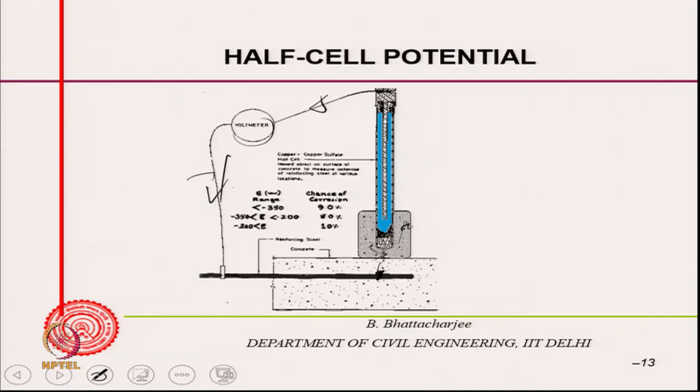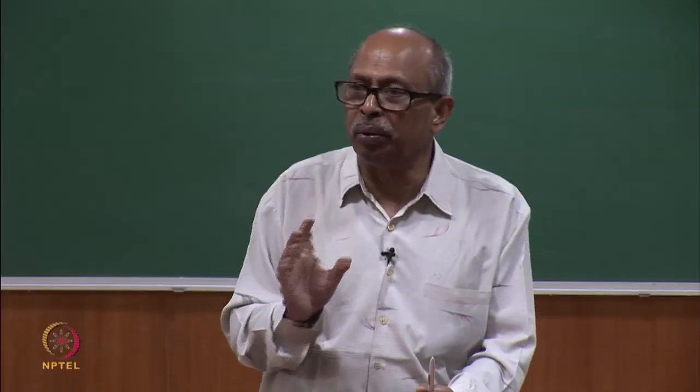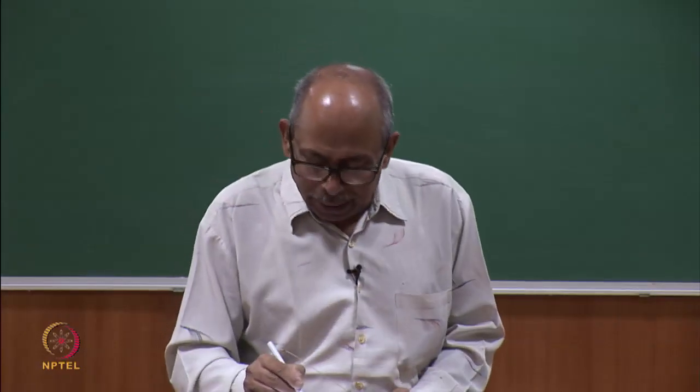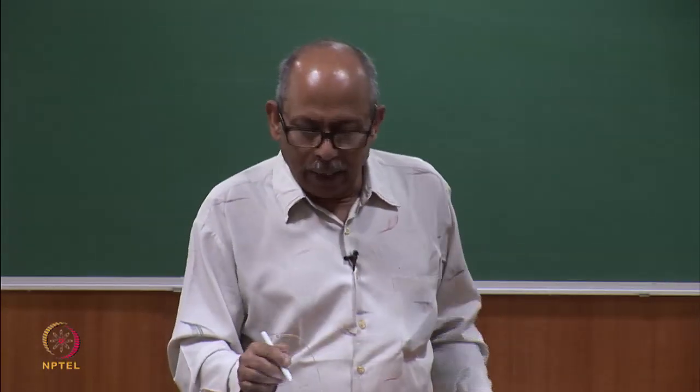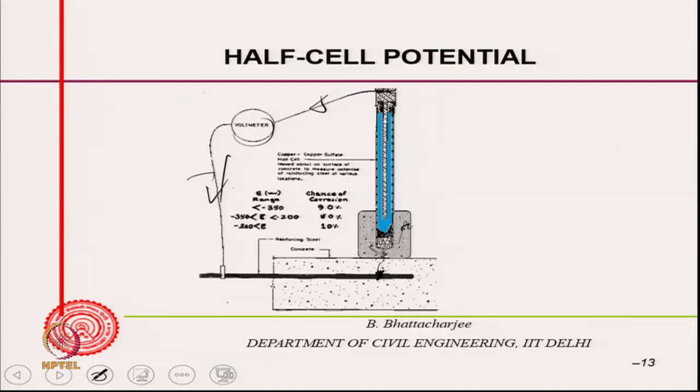Now, this is what is called a reference electrode, a standard reference electrode. So, the electrical potential that would be generated between the copper bar and copper sulphate, and the difference between this is measured by this voltmeter.